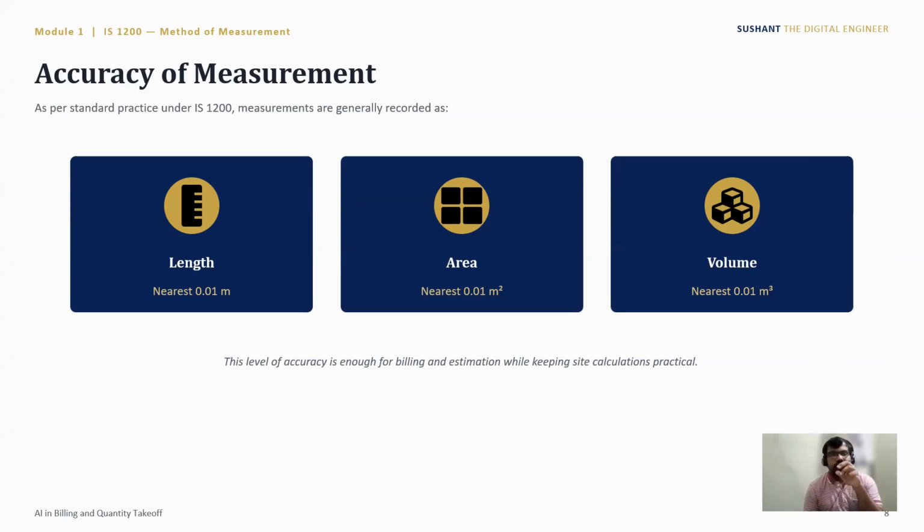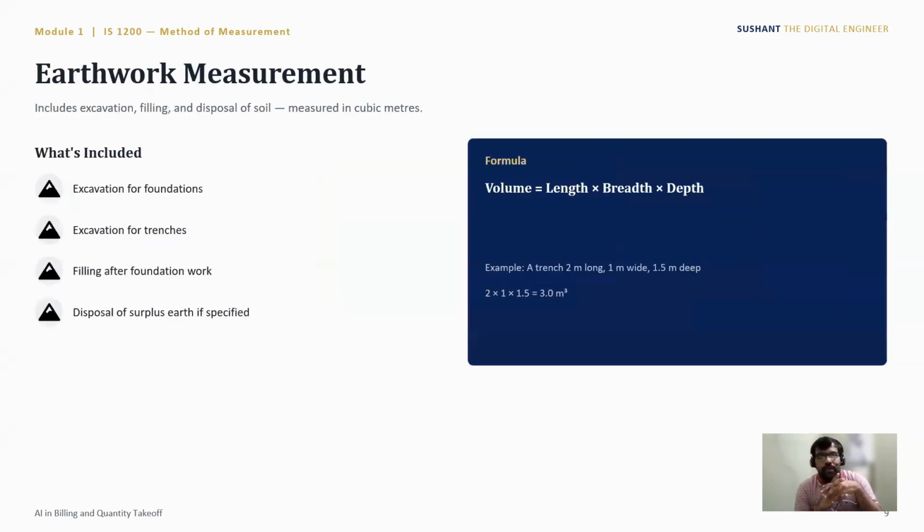Got it? So this is very important. Accuracy of the measurement is also predominant while calculating the BOQ and that particular cross verification. So first, our quantity or activity of that particular construction work is earthwork measurement. It includes excavation, filling, and disposal of soil, measured in cubic meter.